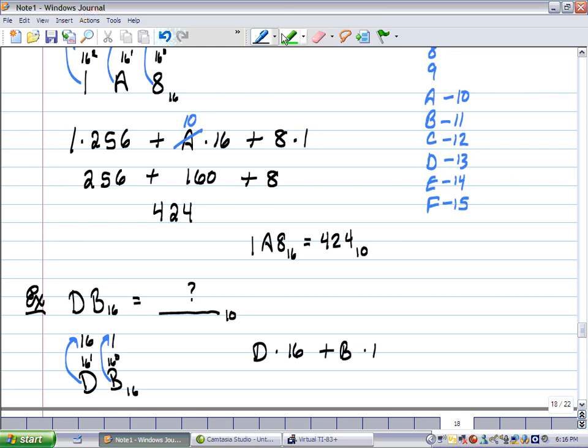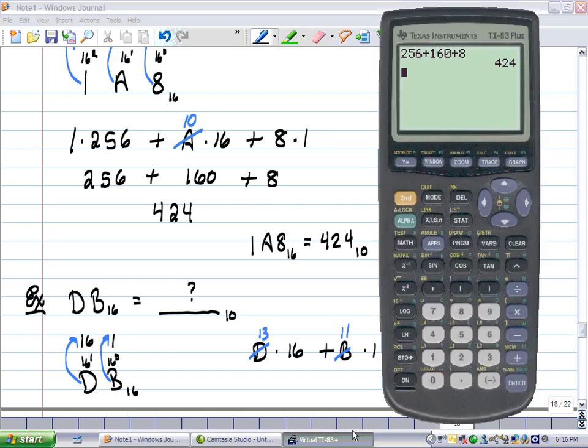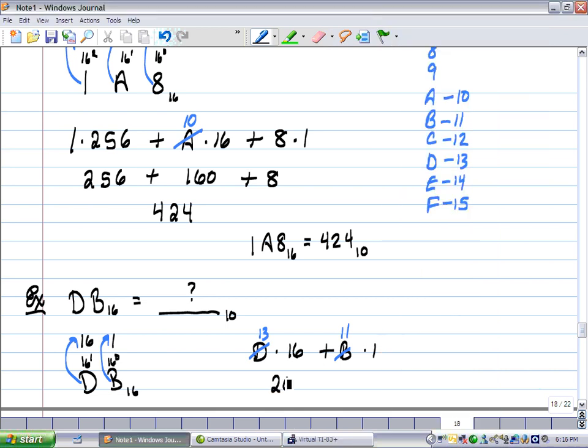But I can't use D and B. D is really 13. And B is really 11. I can look up here and see D and B. So I really have 13 times 16, 208, plus 11 times 1. So that's going to be what? 219. So DB base 16 is 219 base 10.